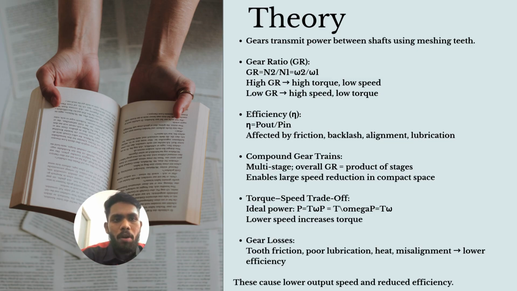In compound gear trains, more than one gear stage is used. The total gear ratio is the product of each stage. This allows large speed reduction in a compact design, similar to gearboxes and robotics. Next, the torque-speed relationship. Gears follow the power relationship P equals T times ω. When speed decreases, torque increases. This is why vehicles use low gear for climbing, high torque and low speed, and high gear for cruising.